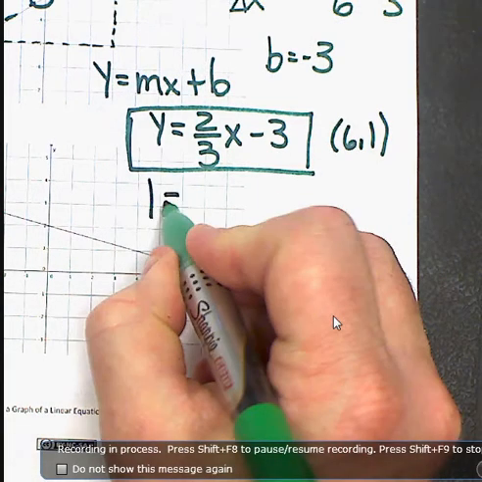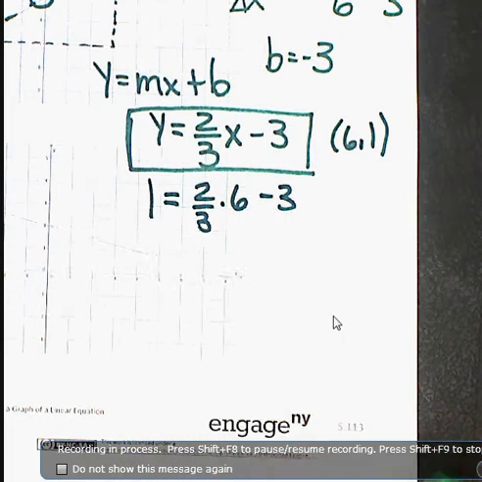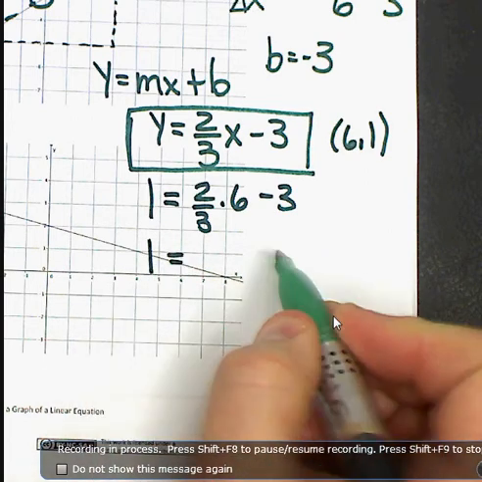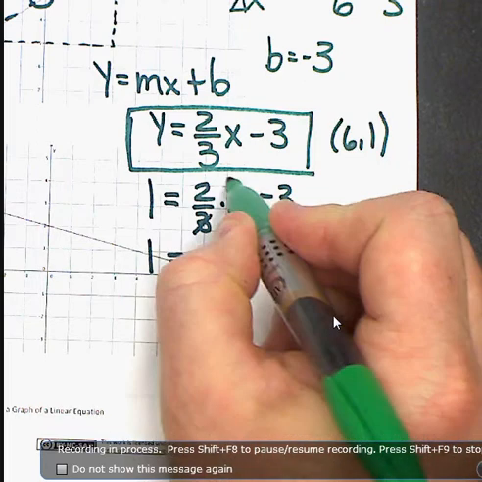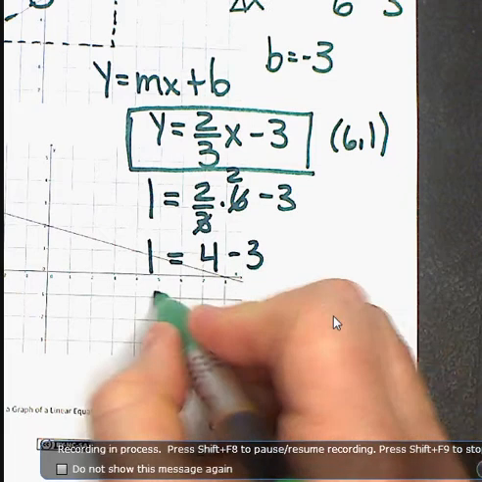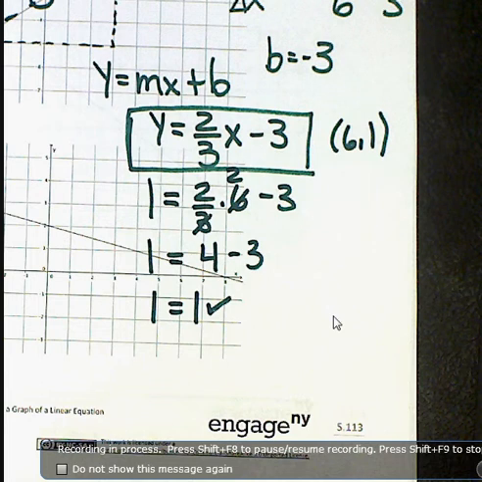Does 1 equal 2/3 times 6 minus 3? Well, 3 goes into 6 two times. What's 2 times 2? 4 minus 3. Does 1 equal 1? Yep. And I now know that that's definitely the equation of that line. So you can write the equation of a line by finding the slope, finding the y-intercept, and then you can always check it by plugging another point into it.